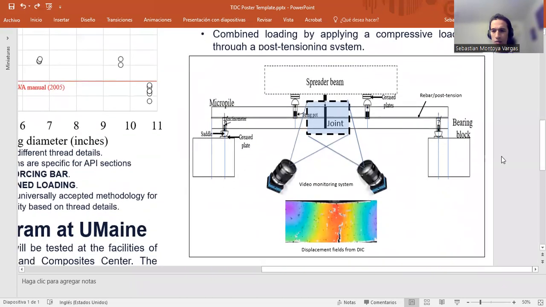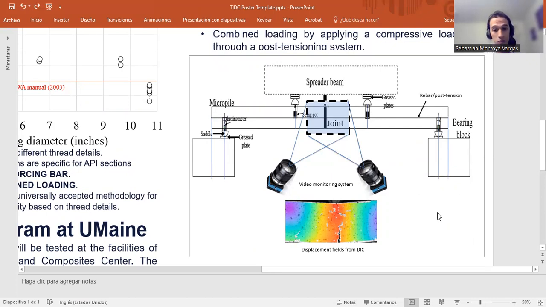This is a schematic representation of what our testing will look like. We will have a 4-point bending test performing on a micropile specimen. So the micropile is resting horizontally on bearing blocks. We're going to use 2-point loads so that we have a constant bending moment in the middle span. And right at the middle of our specimen, there's a thread joint on which we will focus.